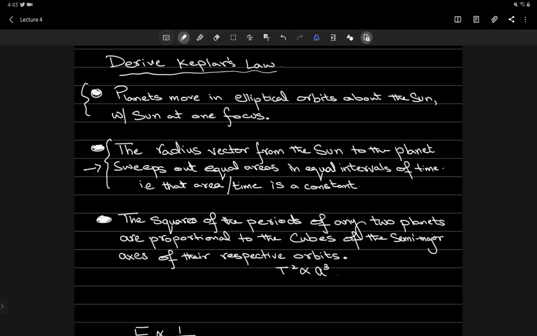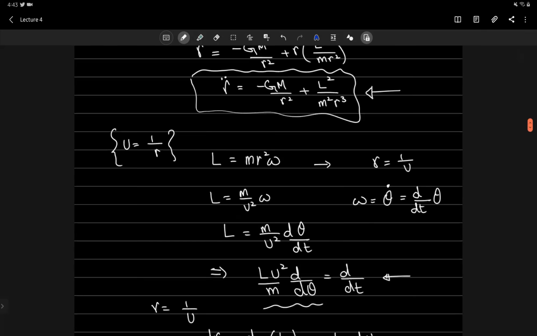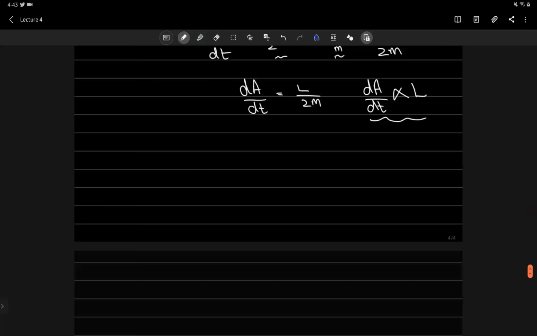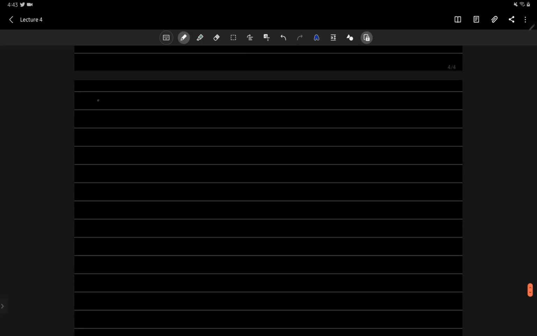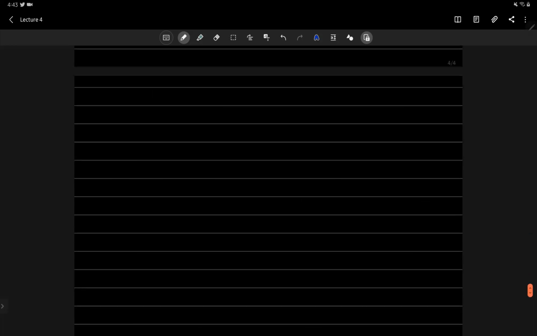Now, finally, let's move on to the third law of Kepler, which says that the time period squared is proportional to the cube of the semi-major axis, right? So let's go down first of all, and let me just write Kepler's third law.